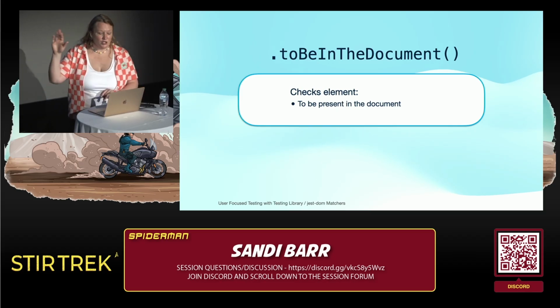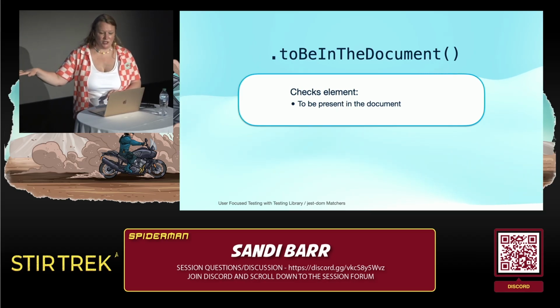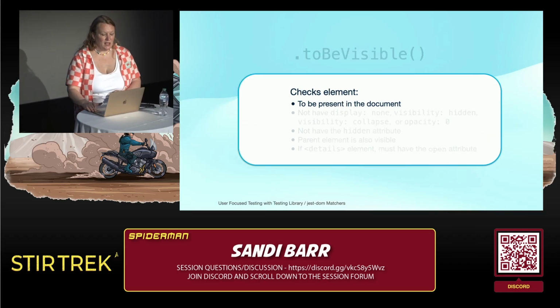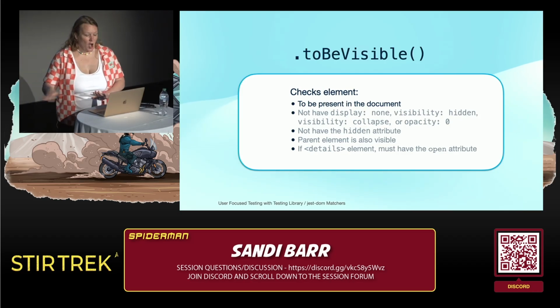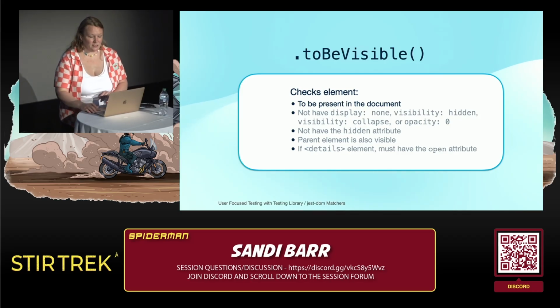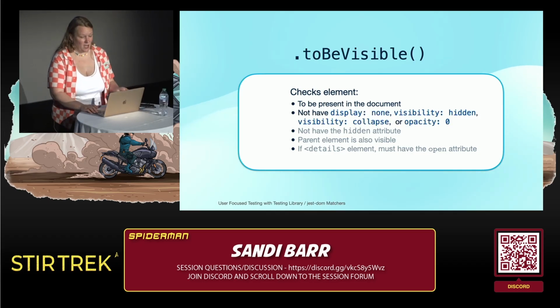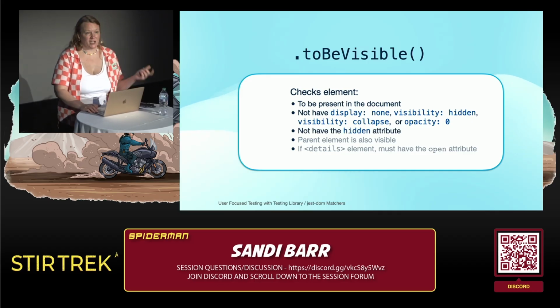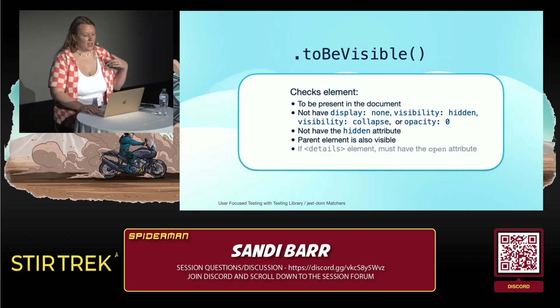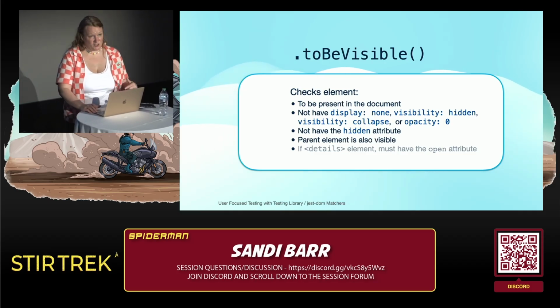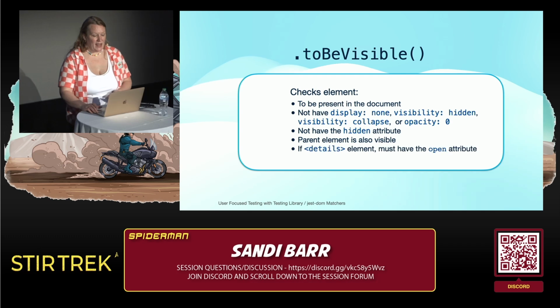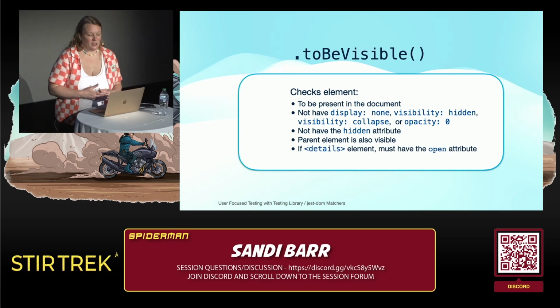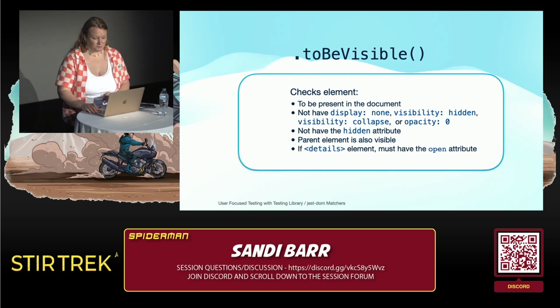So first off, toBeInTheDocument is your basic assertion that an element was rendered. The toBeVisible assertion also checks that an element was rendered, and in addition to being present in the document, it checks the element not to have display none, visibility hidden, or visibility collapse, or opacity of 0. It checks for the element not to have the hidden attribute. The parent element must also be visible according to these parameters, and if you have a details HTML element, it must have the open attribute.